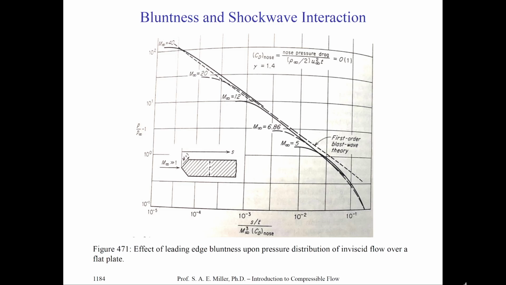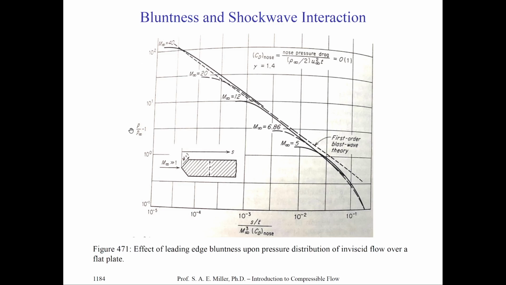Let's take a few seconds to look at the leading edge bluntness upon the pressure distribution of an inviscid flow over a flat plate. Here on the axis we have s over t, which is a parameterized distance, divided by M infinity times the drag coefficient. The y-axis is P over P infinity minus 1. And so we're plotting the parameterized value s along the distance downstream. t is the thickness of the vehicle, and we're at high speeds. We plotted this value non-dimensionally along the x-axis as a power.